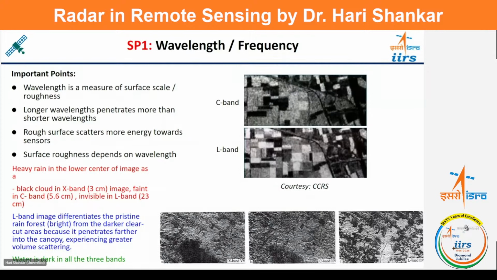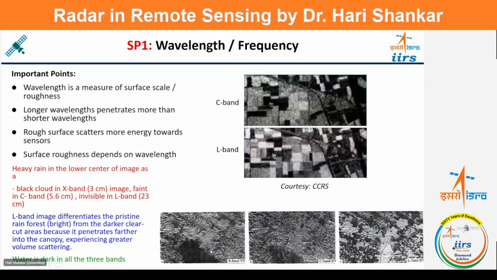And the below one, three images. The first one is the X band, this is the C band, and this is the L band. And this is VV polarization, this is HV polarization, and this is HV polarization. Here you can see the same area. In the X band, X band means shorter wavelength.